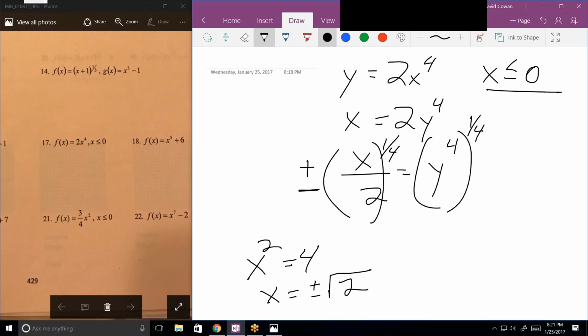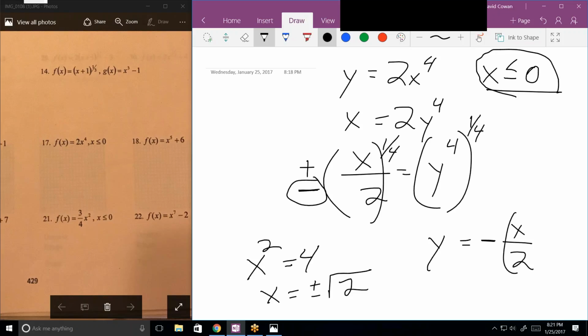Which takes us back to this original restriction they put on it. x is less than or equal to 0, so the answer is the minus. So the final answer should look like this, I think. I may have to think about this for a moment. I'm pretty sure it's correct.